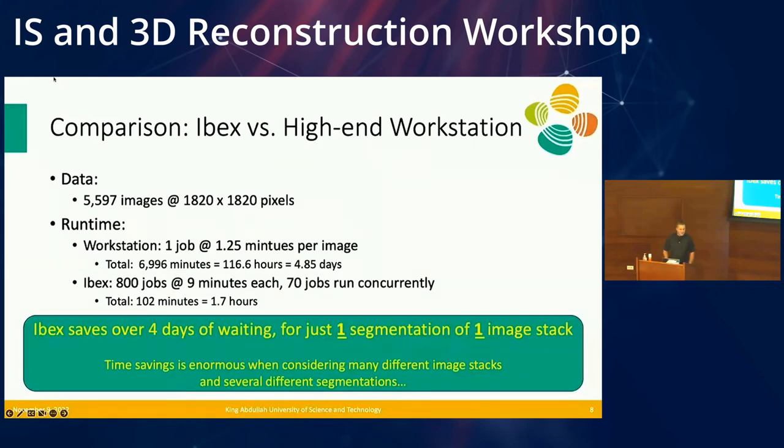However, we ran this with our pixel classification workflow on IBEX. It launched 800 different jobs, and each of those took around 9 minutes to complete. At that time the queue was fairly empty, so we were running 70 jobs concurrently, and we were done in under 2 hours. So you're saving days and days in this case.